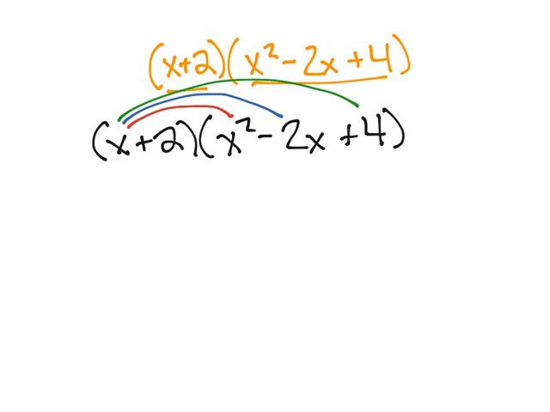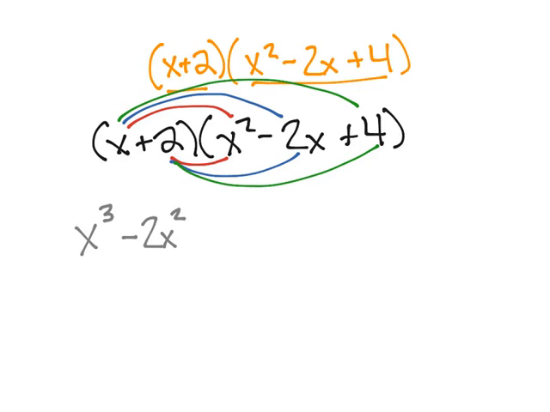To continue multiplying all by all, we'll also have to multiply 2 times x squared, 2 times negative 2x, and finally 2 times positive 4. When we complete this multiplication, here's what we get. X times x squared gives us x cubed. X times negative 2x gives us negative 2x squared. X times positive 4 gives us positive 4x.